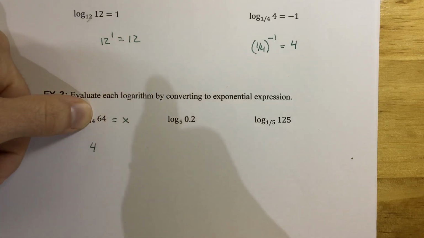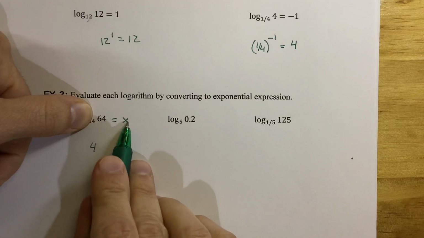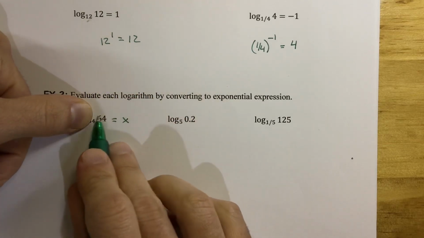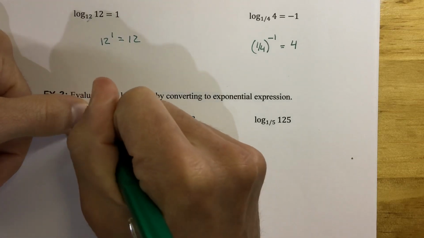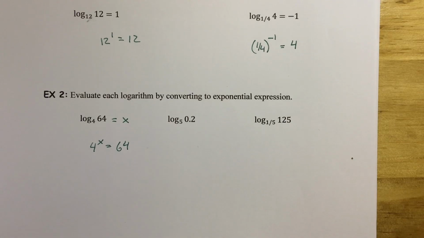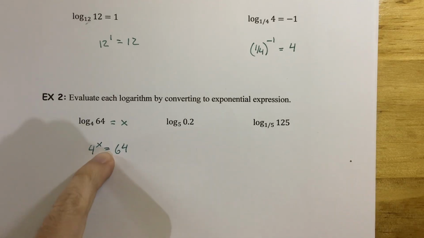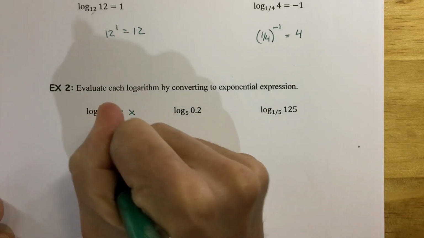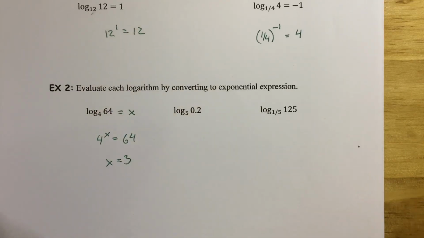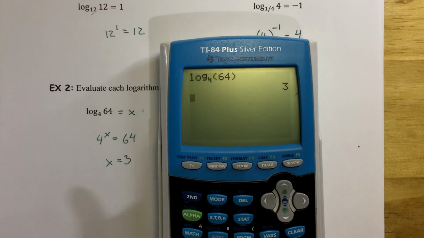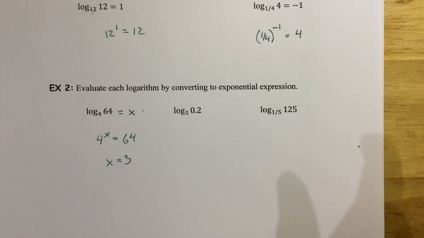I've got a base 4. That is now going to move into the exponent position. That's why it's important that I write it down. The 64 is going to move to the other side. And then based off of this, I should be able to answer the question on my own. What power do I raise 4 to get 64? And that is 3. 4 times 4 times 4. And there it is.